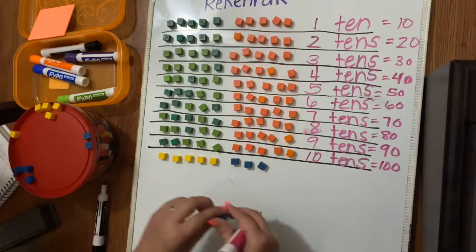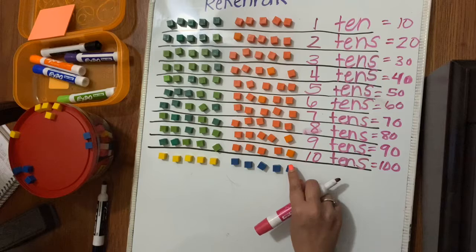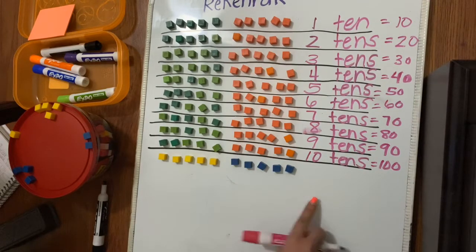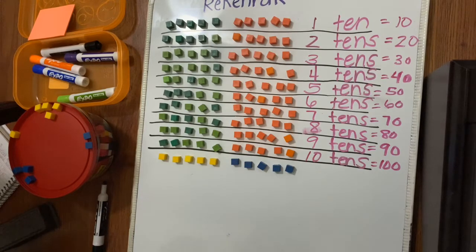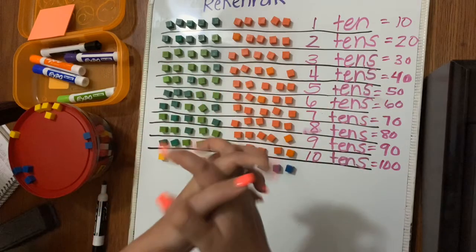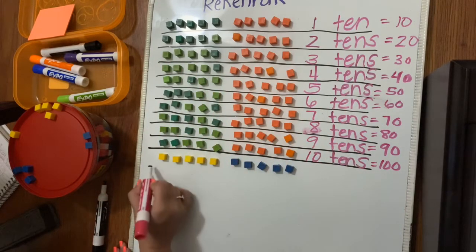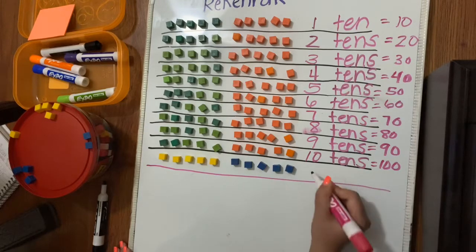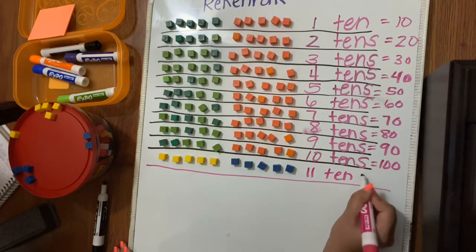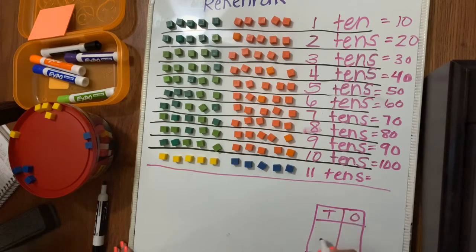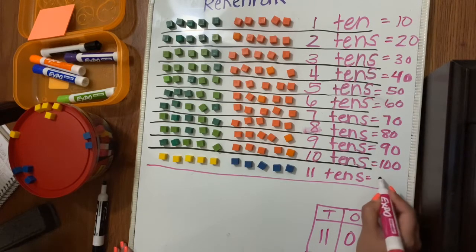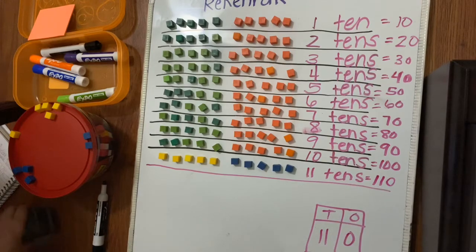Gonna add some blue ones. All right, now let's see. Let's count how many ones I have down here. 1, 2, 3, 4, 5, 6, 7, 8, 9, 10. Oh, well, I have 10, so I can make a bundle, and now this is a new group of 10s. So now I have 11 tens. I have 11 tens, and no ones, so I put a 0. So my number is 110. So now I have 110 cubes.